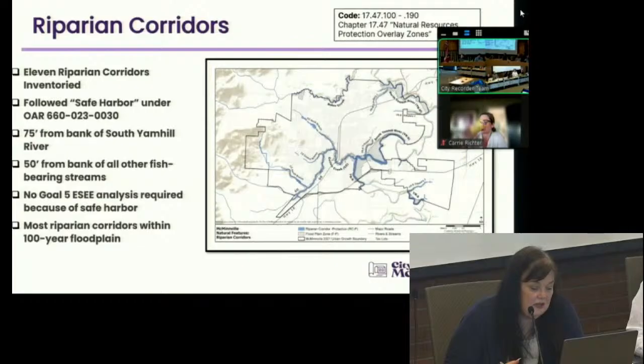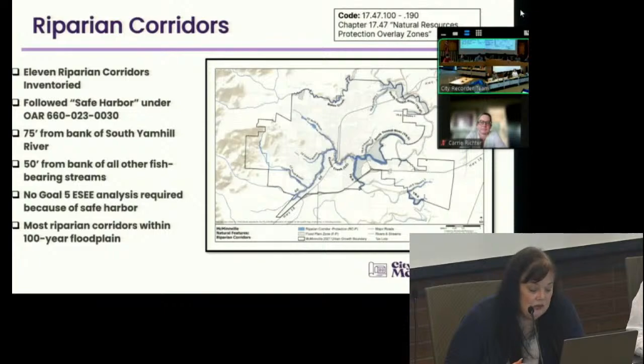And just to let you know, a Goal 5 ESEE analysis, the one we did for the tree groves, was about $65,000. So it's a very complicated process. This is the first one I've been part of in the 25 years I've been doing planning in Oregon. So it's not a typical process.